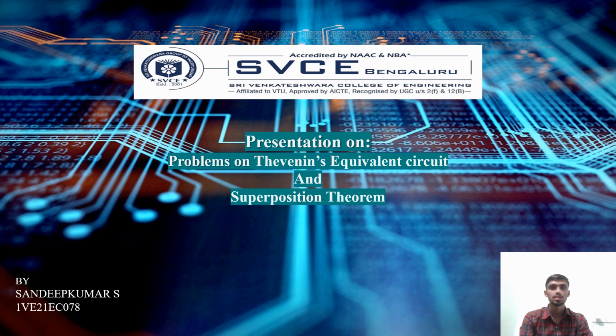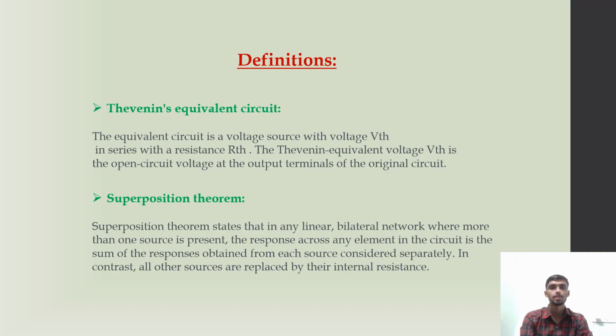I am giving the presentation on problems on Thevenin's equivalent circuit and the superposition theorem. And this is the definition for Thevenin's equivalent circuit. The equivalent circuit is a voltage source with a voltage VTH in series with the resistance RTH. The Thevenin's equivalent voltage VTH is the open circuit voltage at the output terminal of the original circuit.